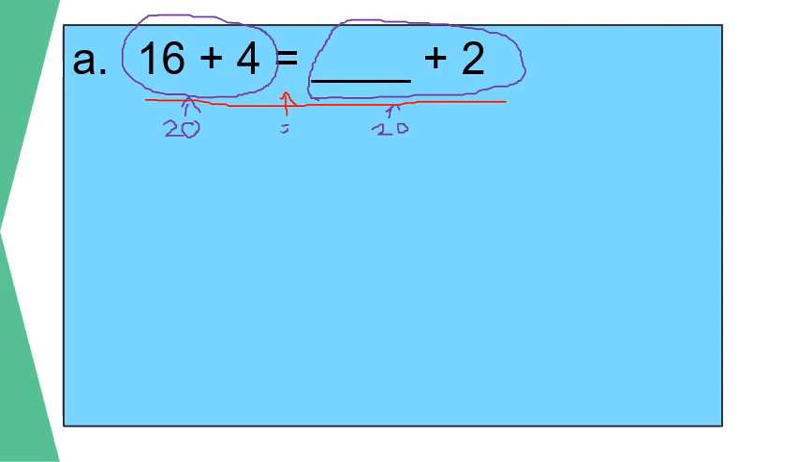So basically I'm just finding the difference between 20 and 2. So I could say that 20 minus 2 is 18, or I might also know that 18 plus 2 is 20.